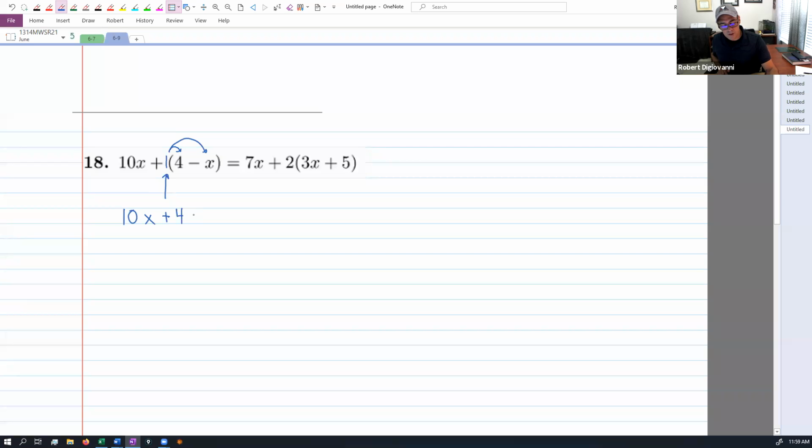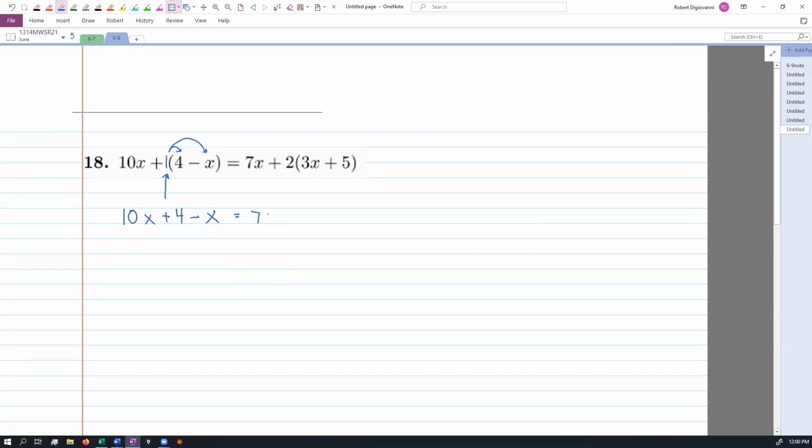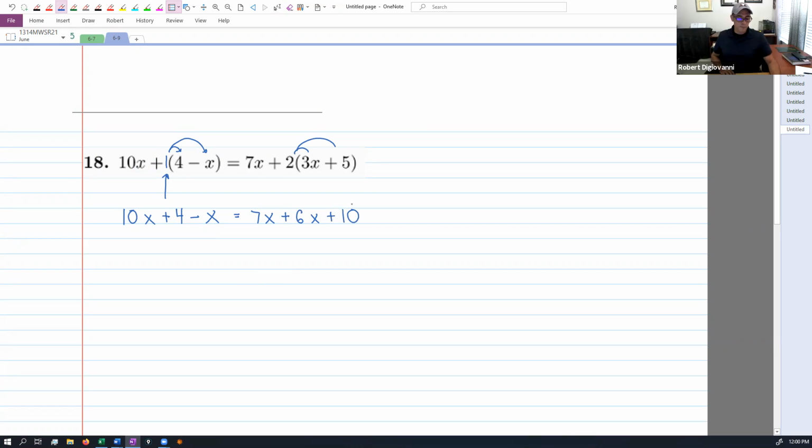The only reason I want everyone to think about that being a 1 is because had this been a minus right here, then you would be distributing a negative 1 through the parentheses, which would change things. Okay, keep going. On the other side, you have 7x plus 2 times that, so you distribute the 2, so it would be 6x plus 10. Good.